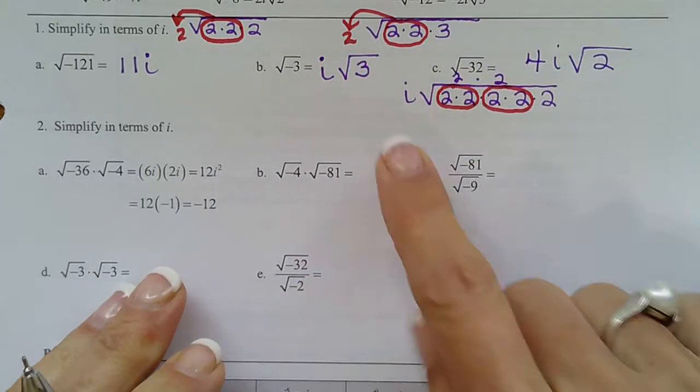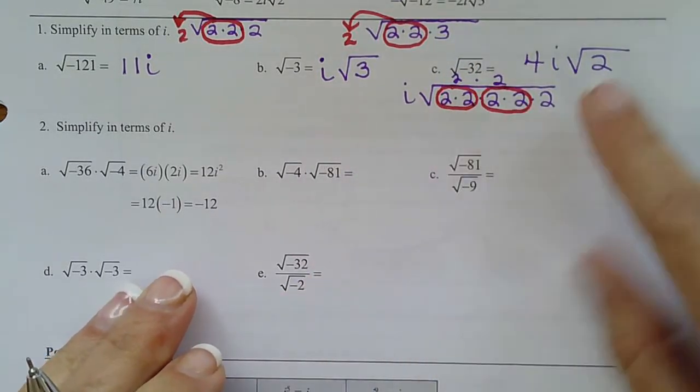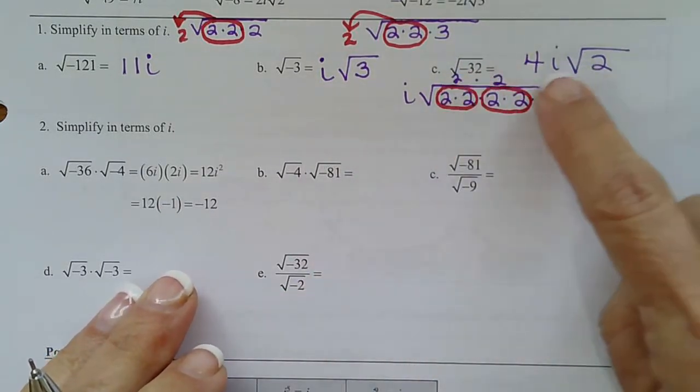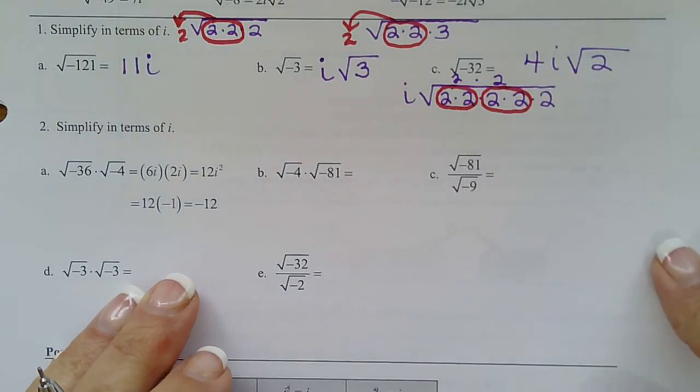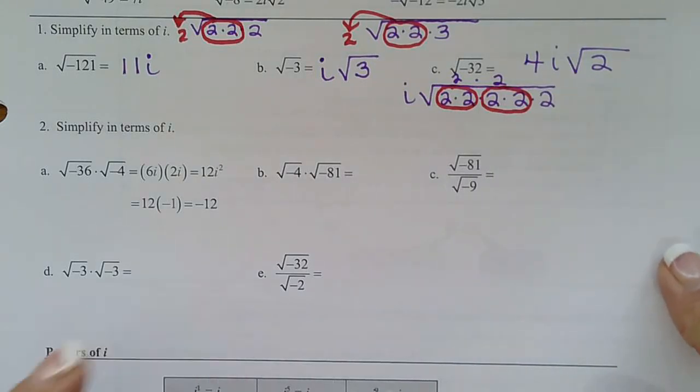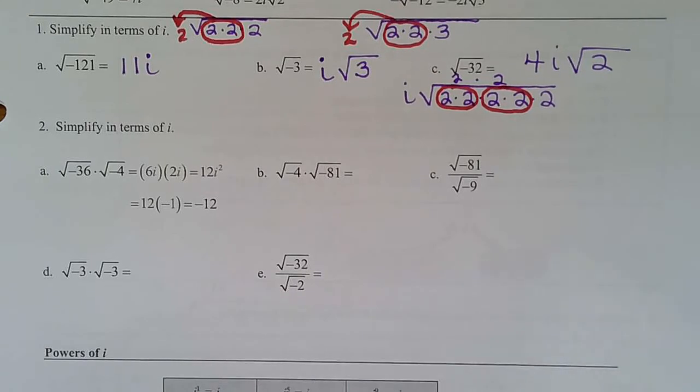So just like you broke down square root of 32 the whole chapter, the only difference now is we have that negative underneath the square root that comes out as i. But the radical part's the same.